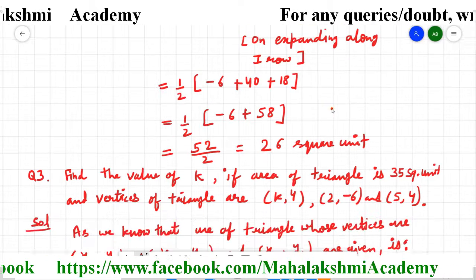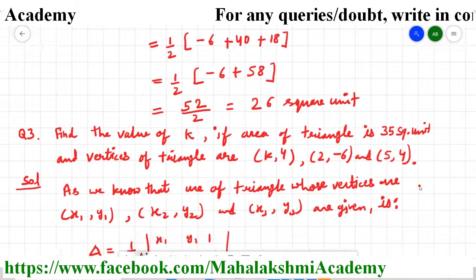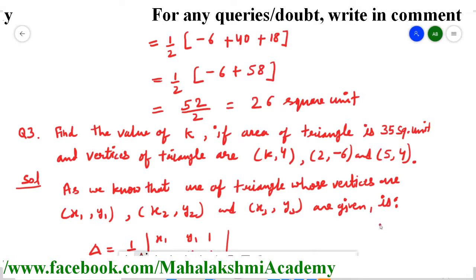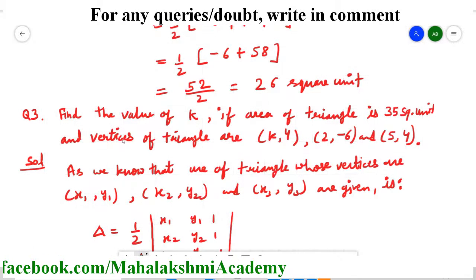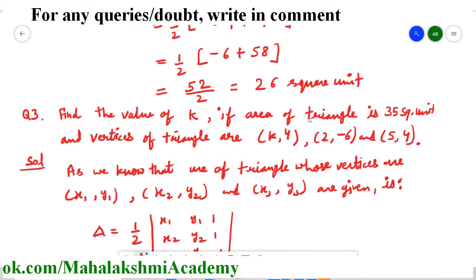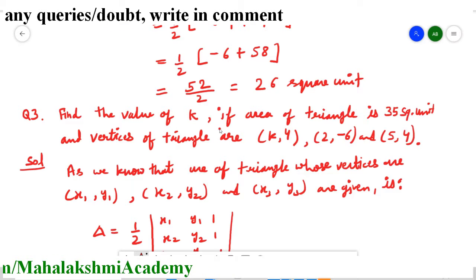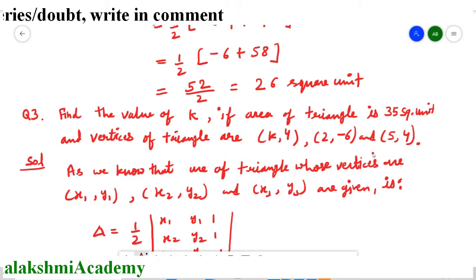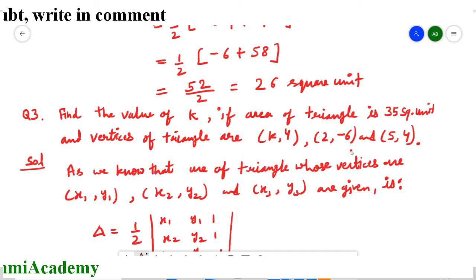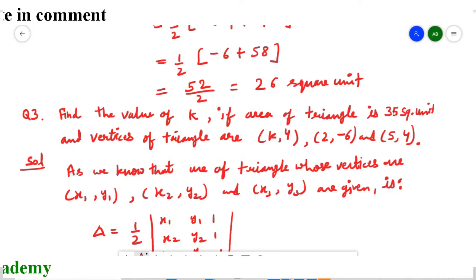Now the third question I am teaching. The second question might be done in a similar way, that's why I'm not explaining it. The third question is, find the value of k if the area of the triangle is 35 square unit and the vertices of the triangle are given to us. So here students, vertices are given and the area of the triangle is also given. So we have to find the missing coordinate, that is k.